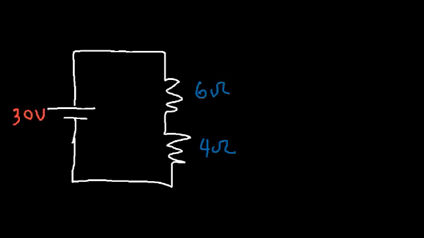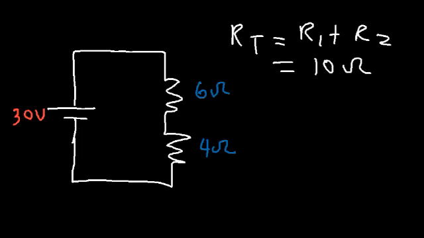Now in this problem, the first thing you want to do is find the total resistance. In a series circuit, it's simply R1 plus R2. And if you have a third resistor, plus R3. So it's 6 plus 4. The total resistance is 10.